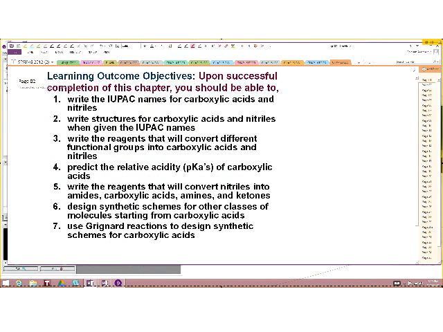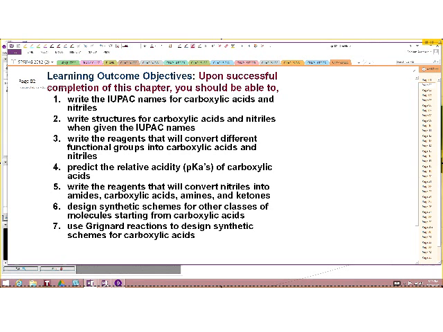On this slide, I have a list of learning outcome objectives. You should use these items on this page as a study guide for preparing for the quizzes and the exam for the content of this chapter.